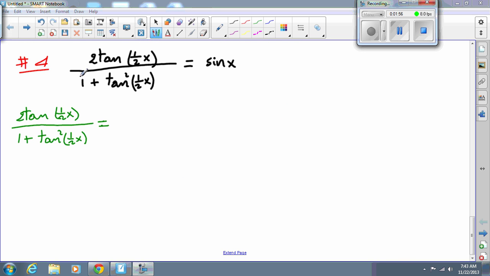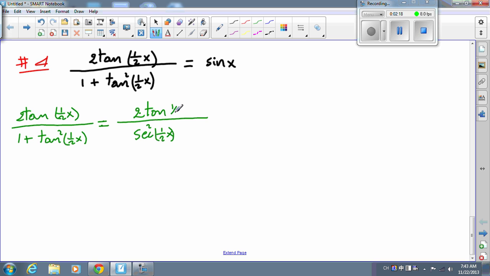On problem number 4, of course, I will start with the fraction, the one that looks very complicated. The first thing you need to notice is that on the bottom, I once again have 1 plus tangent squared. So this whole thing is actually the secant squared of 1/2 x. And on top, I will leave it as 2 times the tangent of 1/2 x. Looking at my answer, I have a sine there. So I will change this into sine and cosine.